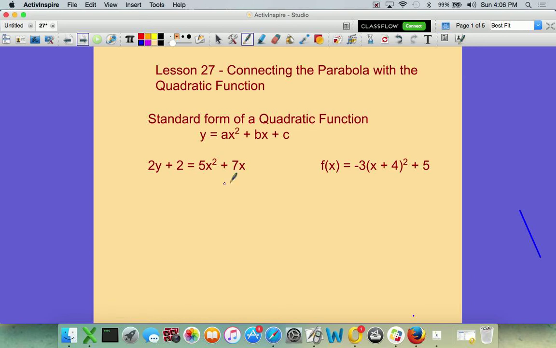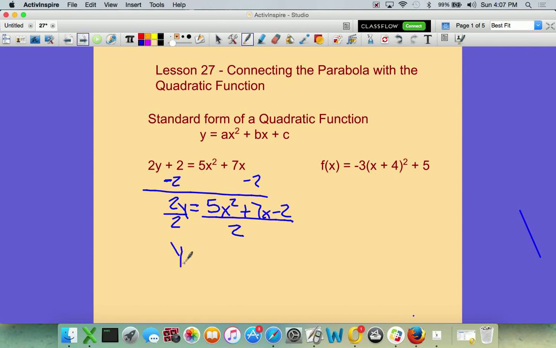Alright, so if we look down here, we need to solve this equation for y. So our first step is to subtract 2. Alright, so we've got 2y equals 5x squared plus 7x minus 2. And then we need to divide both sides by 2. So y equals 5 halves x squared plus 7 halves x minus 1. Remember, this divided by 2 goes with all three of them.